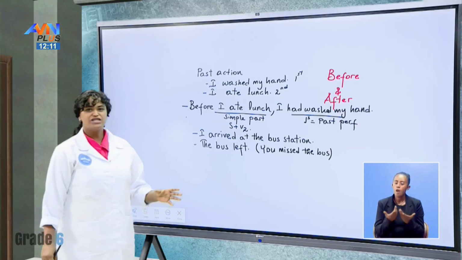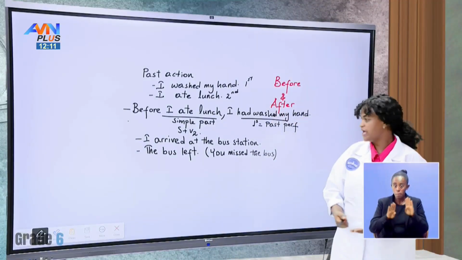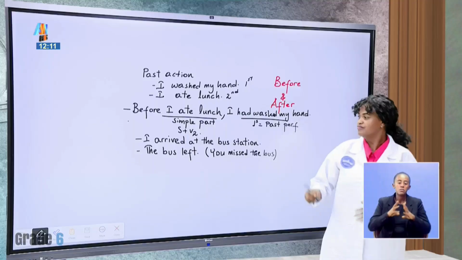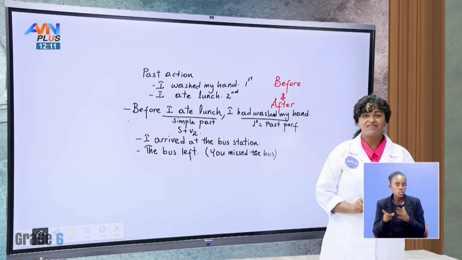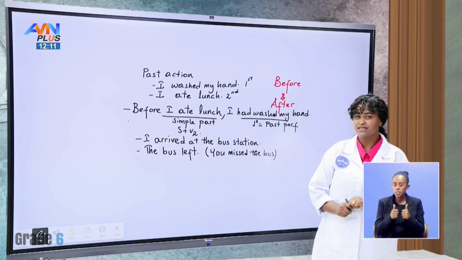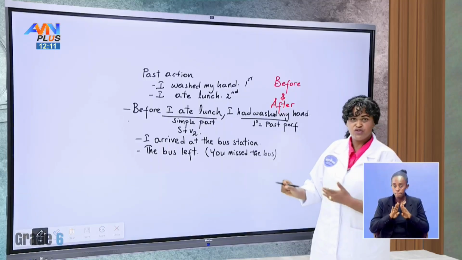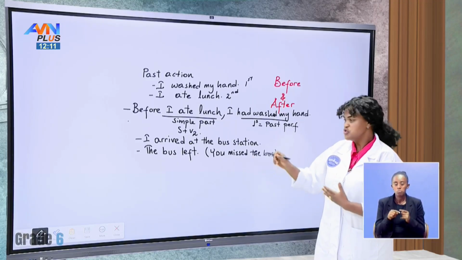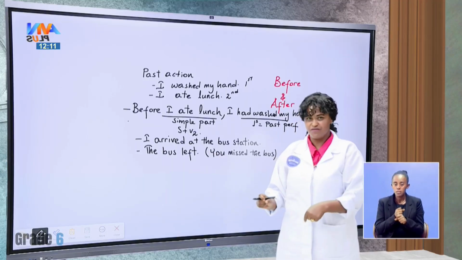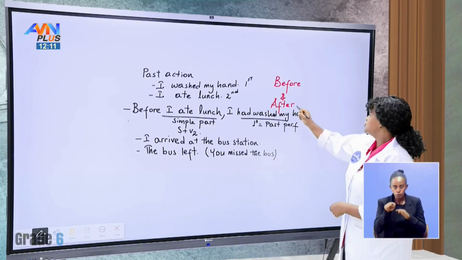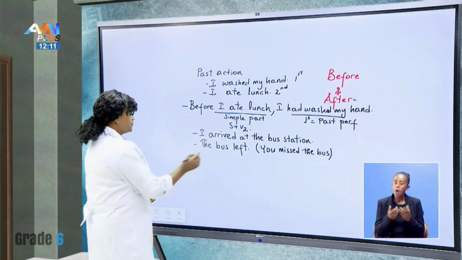Which one do you think is the first action? What do we say? I arrived at the bus station and the bus left. When you say the bus left, that means what? You missed the bus. Which one is the first action? Yes, this is the first action. Since we couldn't get the bus, that means you missed it. So this is the first action. The bus left before you arrived, right? So let us use this after and connect these two sentences. How do we do?